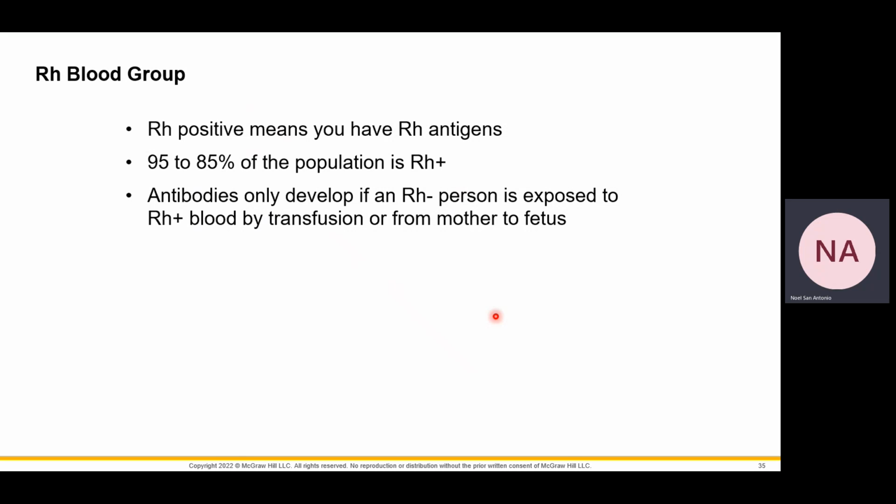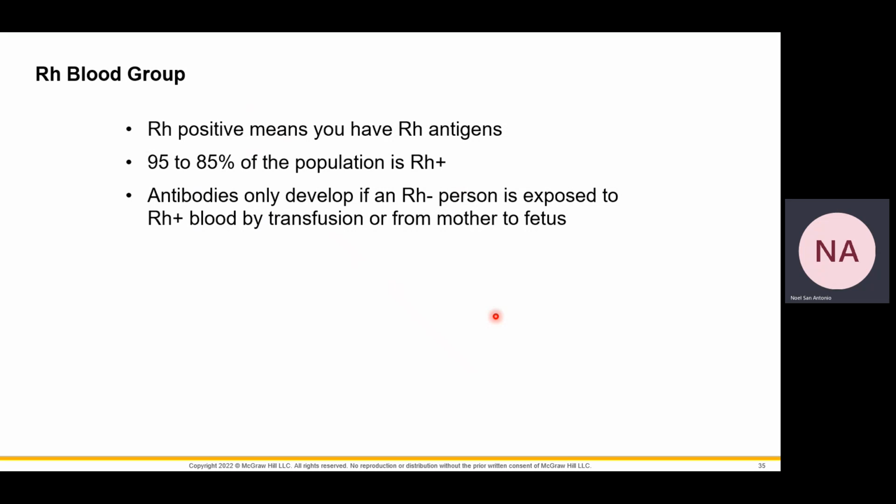In RH blood grouping, it's either positive or negative lang yan. Kaya merong RH positive, may RH negative. Like for example, in my case, my blood type is type A positive, meaning under the ABO grouping, I am type A. While under RH grouping, I am RH positive, kaya A positive.